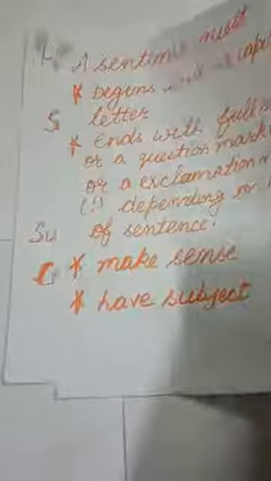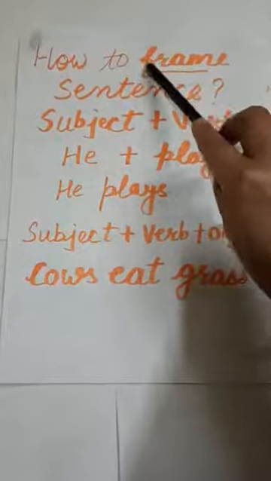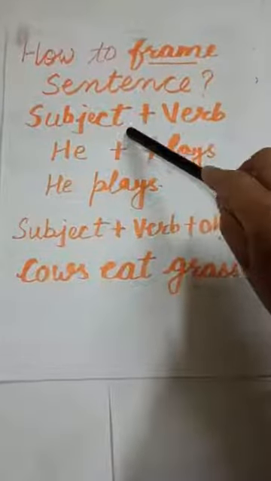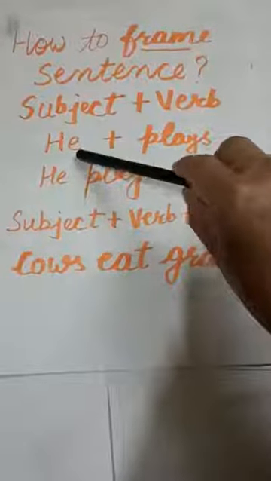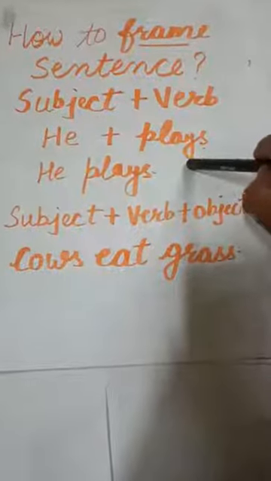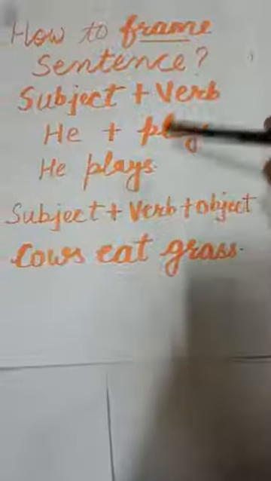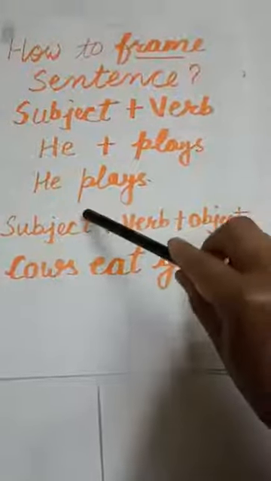Now I will tell you how you frame a sentence. How to frame a sentence: subject plus verb. He is the subject over here. Plays is the verb, and we make a sentence: "He plays." So this is a sentence with a subject and verb.